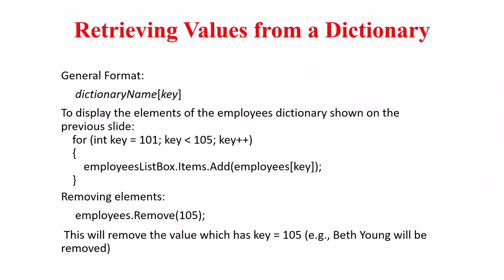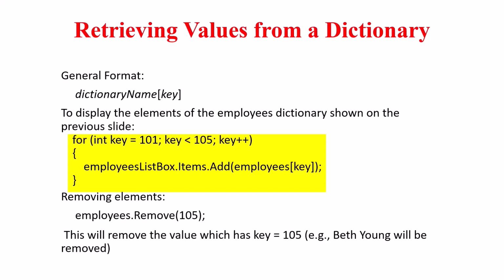Retrieving values from a dictionary, the general format is dictionaryName[key]. To display the elements of the employees dictionary shown on the previous slide, you can use a for loop. For int key = 101; key < 105; key++. That's assuming that your keys are in order, and in this case we put them in order. You don't have to. employeeListBox.Items.Add(employees[key]).